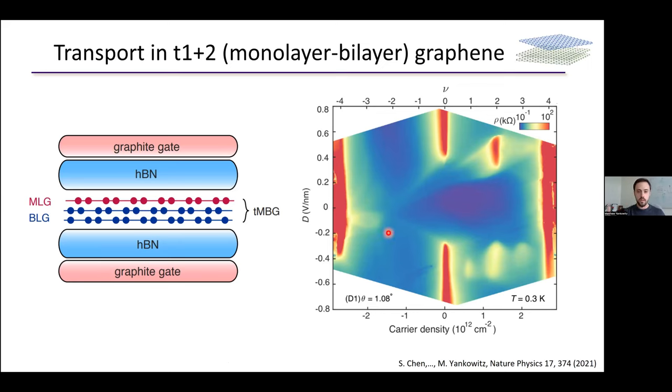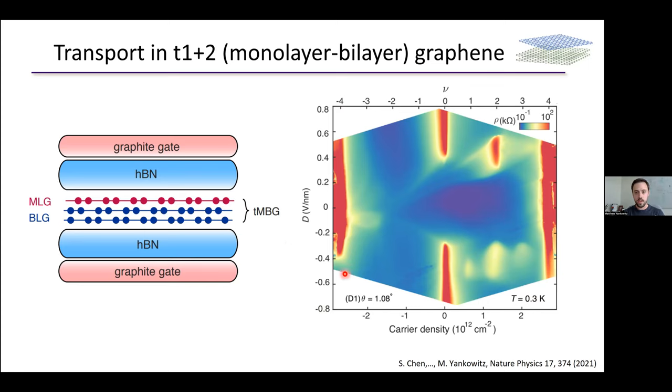I'm going to walk through now the basic transport phenomenology that we see in various structures of different construction. And so I'll start with familiar territory, things that we've known for a couple of years now at least. So the simplest such twisted M plus N structure is monolayer-bilayer graphene. All of our devices are encapsulated between flakes of boron nitride, and then they have top and bottom gates. And the combination of the graphite gate voltage allows us to tune the carrier density in the twisted graphene sheet in between. The difference between the gate voltages allows us to tune the electric field or the displacement field.